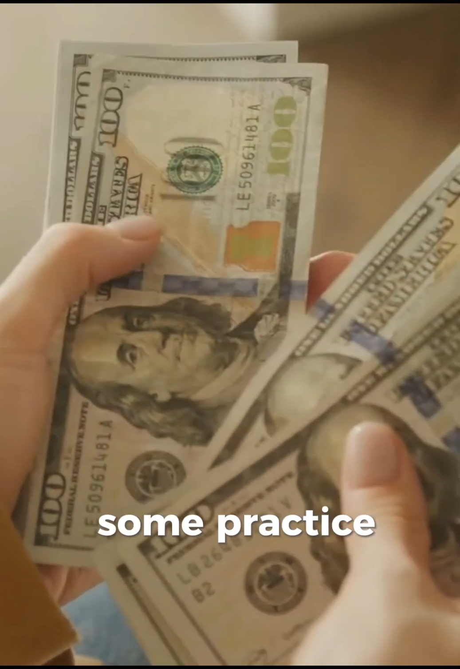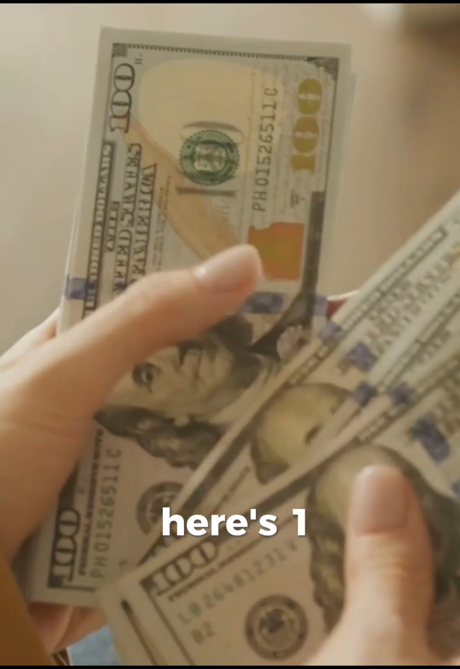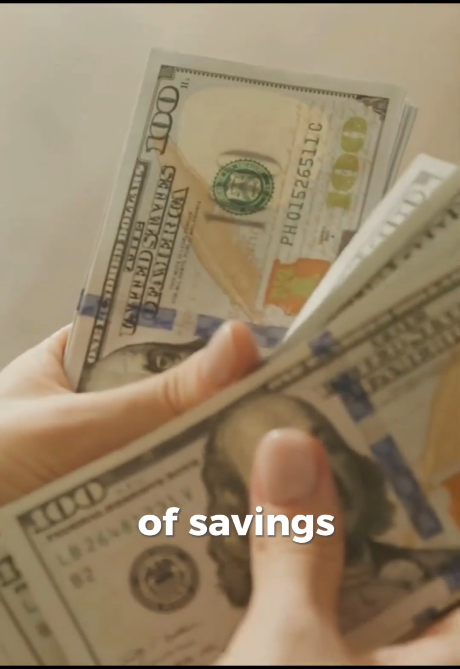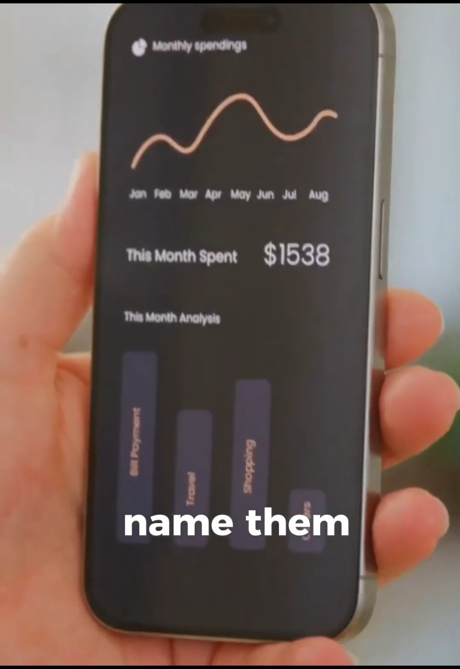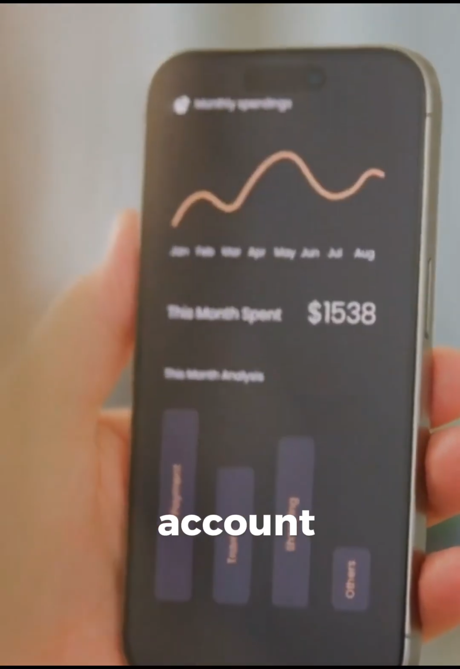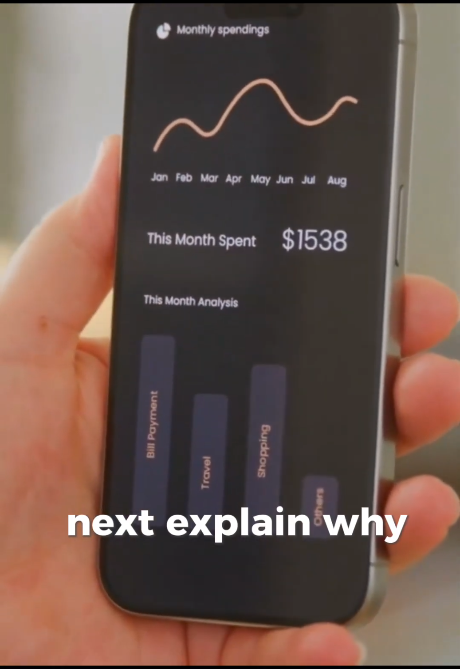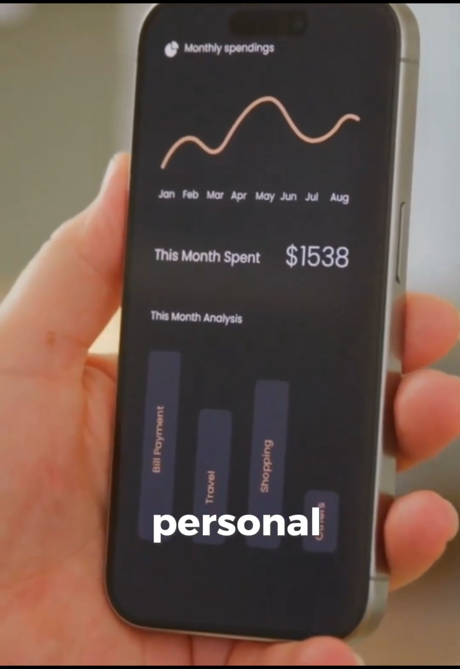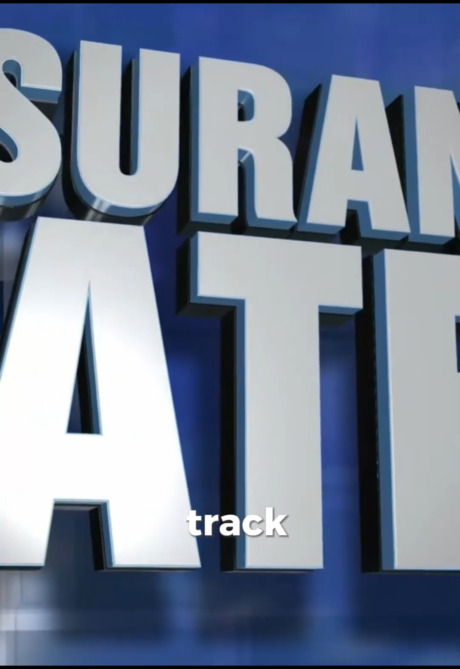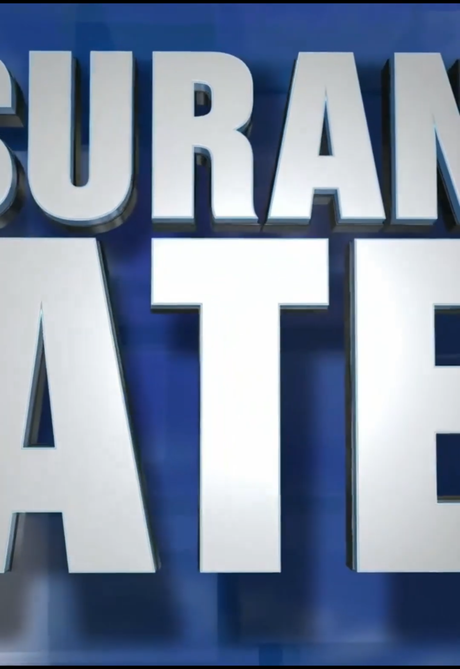Now, let's try some practice questions. Here's one. Identify 2 types of savings accounts. You'd simply name them, for example, fixed deposit account and instant access account. Next, explain why budgeting is important for managing personal finances. A good answer might be, budgeting helps individuals track their income and expenses, ensuring they don't overspend and can save for goals. Notice how I gave reasons and showed cause and effect?